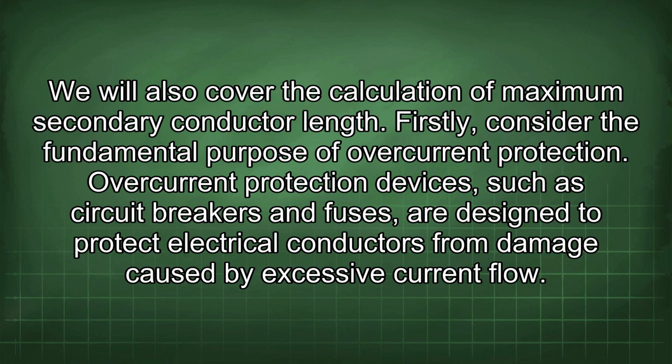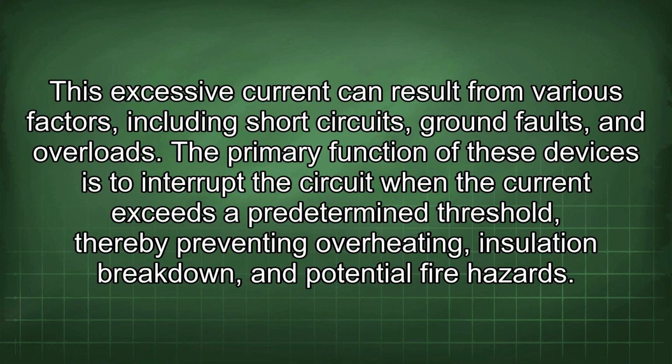Firstly, consider the fundamental purpose of overcurrent protection. Overcurrent protection devices, such as circuit breakers and fuses, are designed to protect electrical conductors from damage caused by excessive current flow. This excessive current can result from various factors, including short circuits, ground faults, and overloads. The primary function of these devices is to interrupt the circuit when the current exceeds a predetermined threshold, thereby preventing overheating, insulation breakdown, and potential fire hazards.